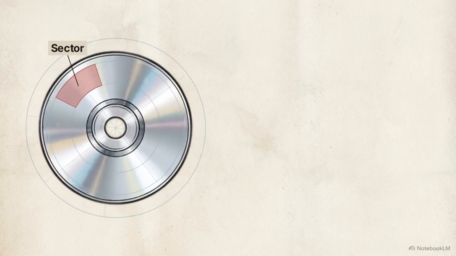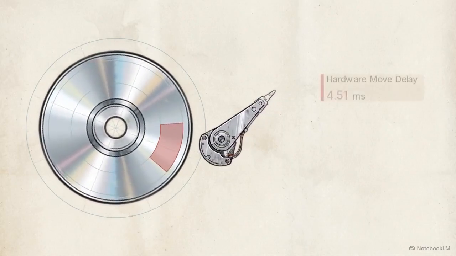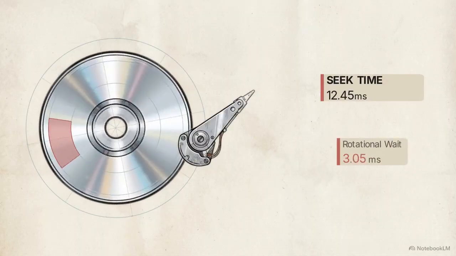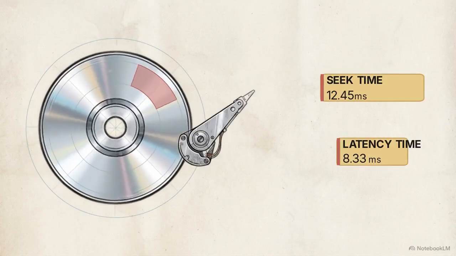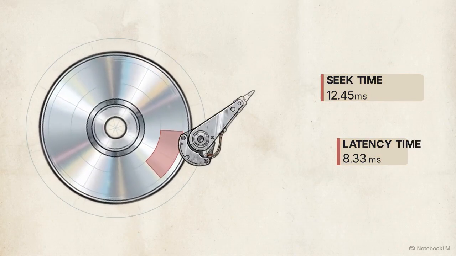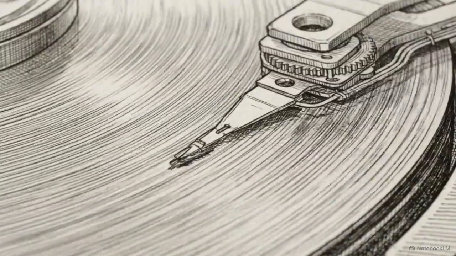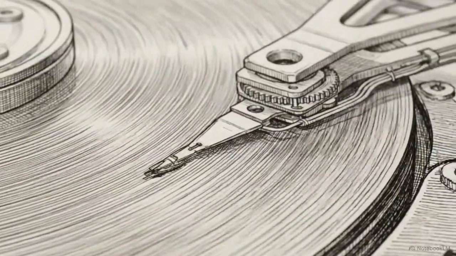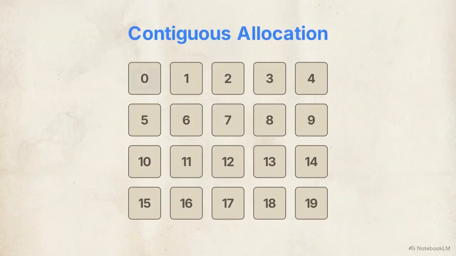When the OS requests a file, a mechanical arm moves to the correct circle. The time required for the head to reach the specific track is the seek time. The subsequent period spent waiting for the disk to rotate the required sector under the head is defined as latency time. Because seek and latency times are bound by physical movement, the OS employs different allocation methods to organize how files occupy these sectors. Contiguous allocation stores a file across sequential sectors.